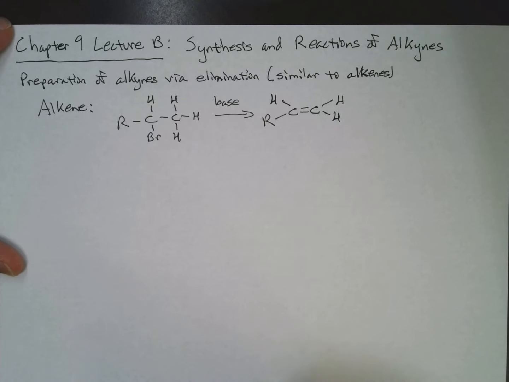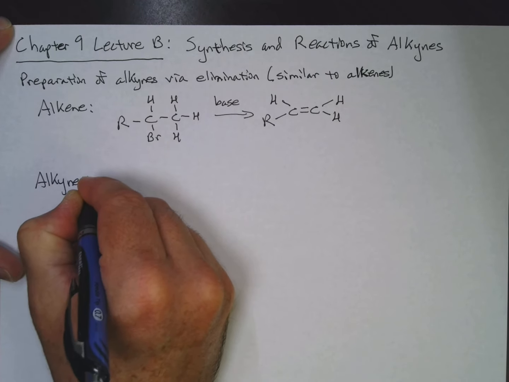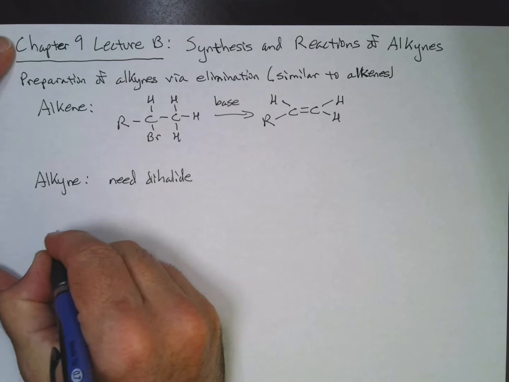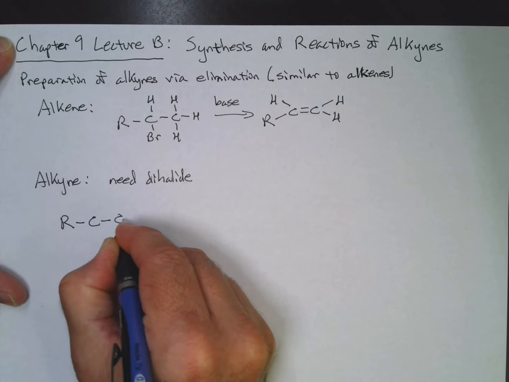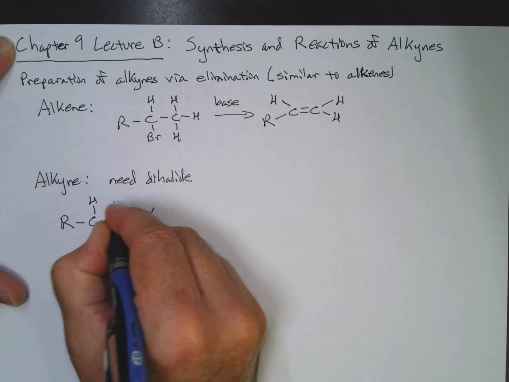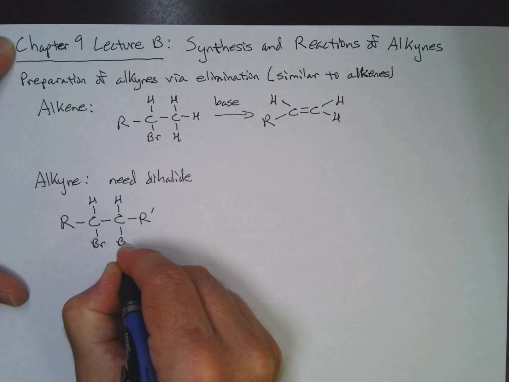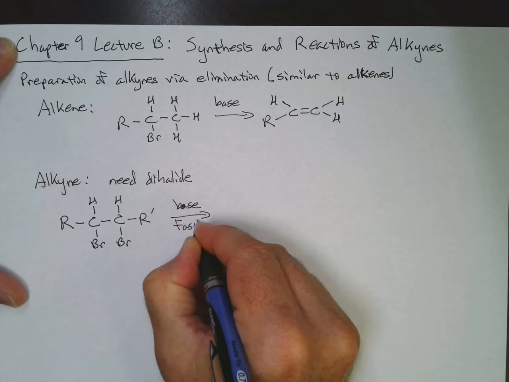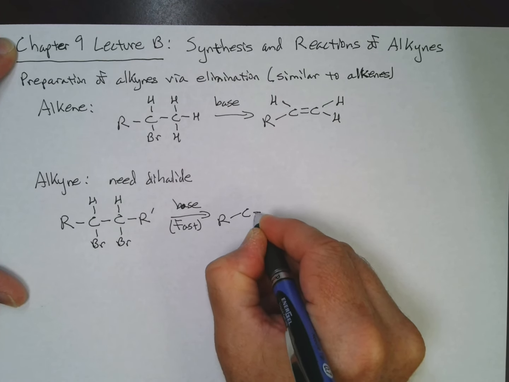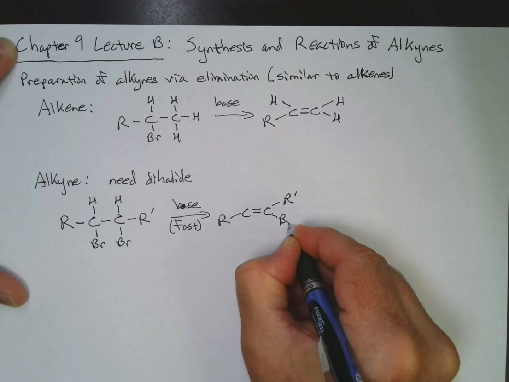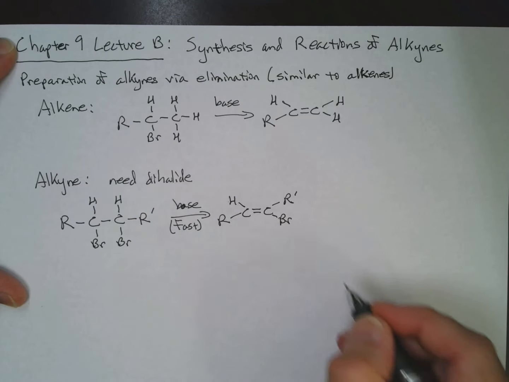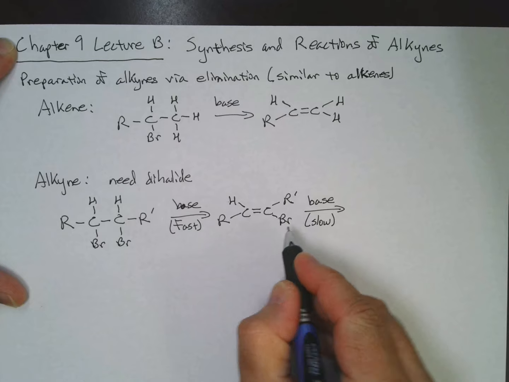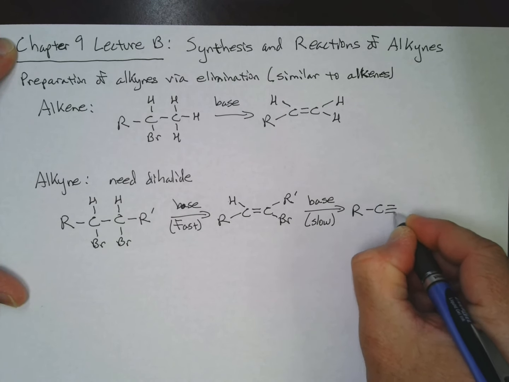Now, for alkynes, we're going to need a dihalide. We need two halogens. So we could have, let's say, R, C, C, R prime, H, H, Br, Br. And if we treat this with base, we'll get a fast initial reaction to give us a bromoalkene here, and then we'll get a continued but slower reaction to eliminate the other bromine and the hydrogen there. So that will give us our alkyne.